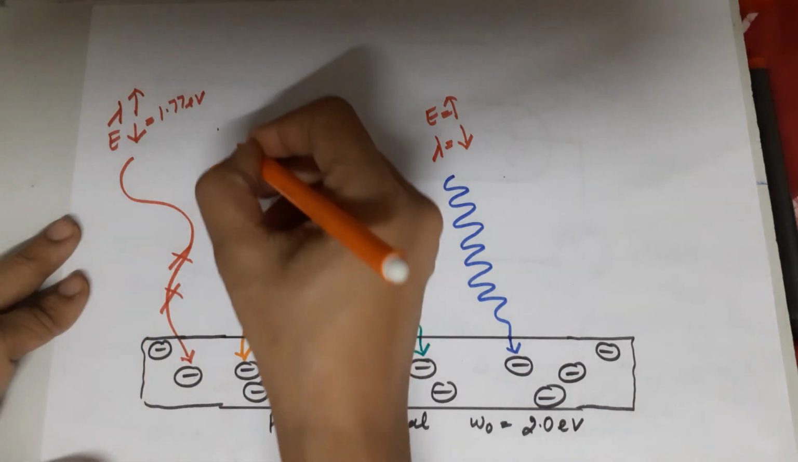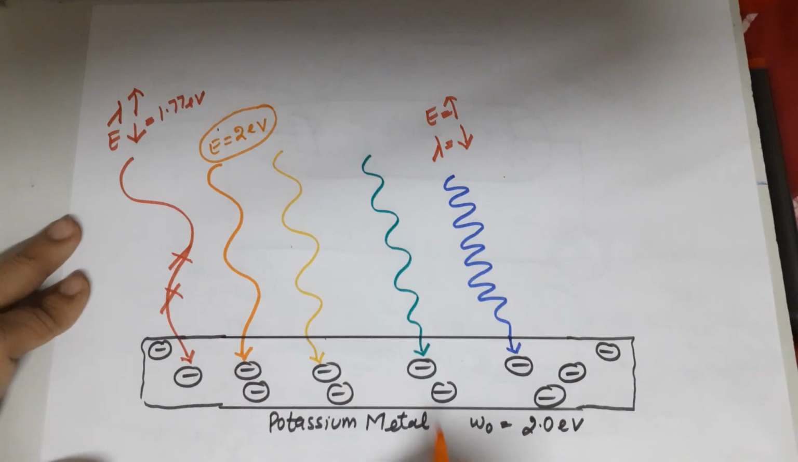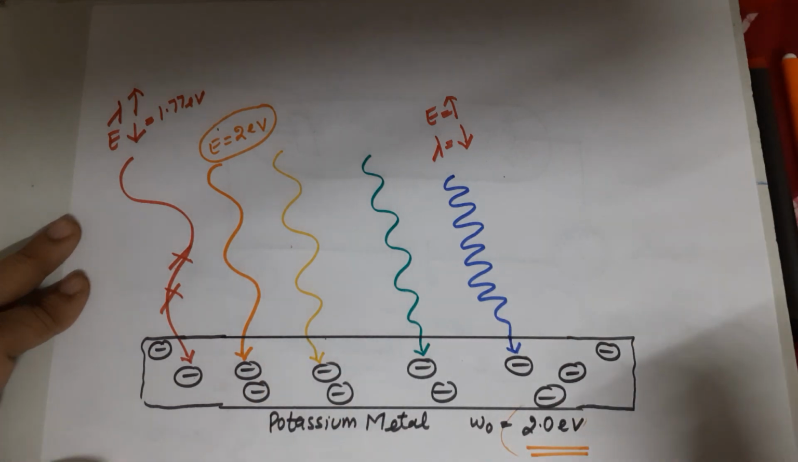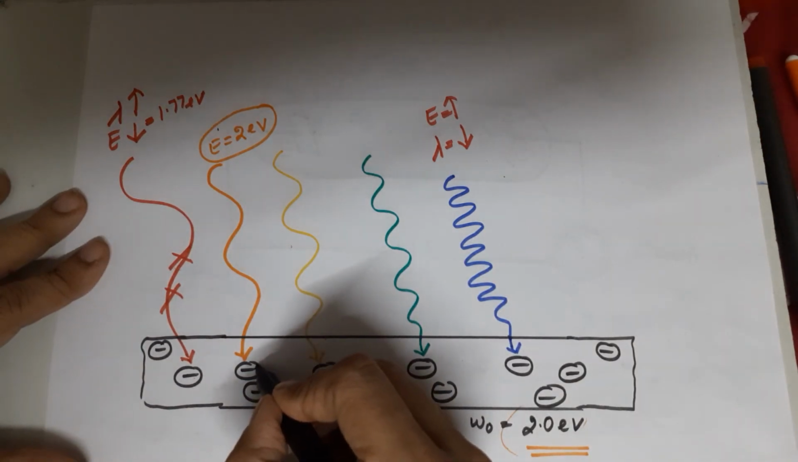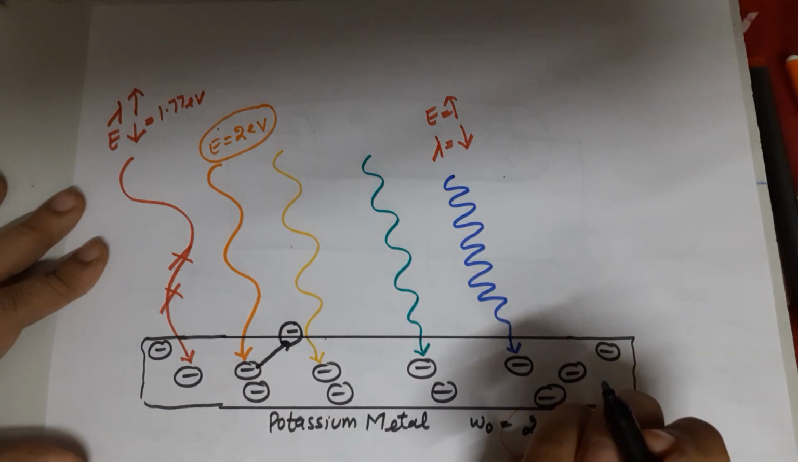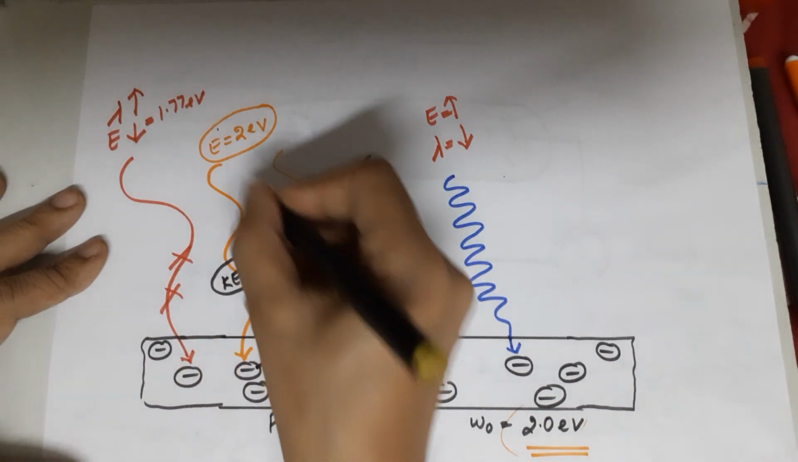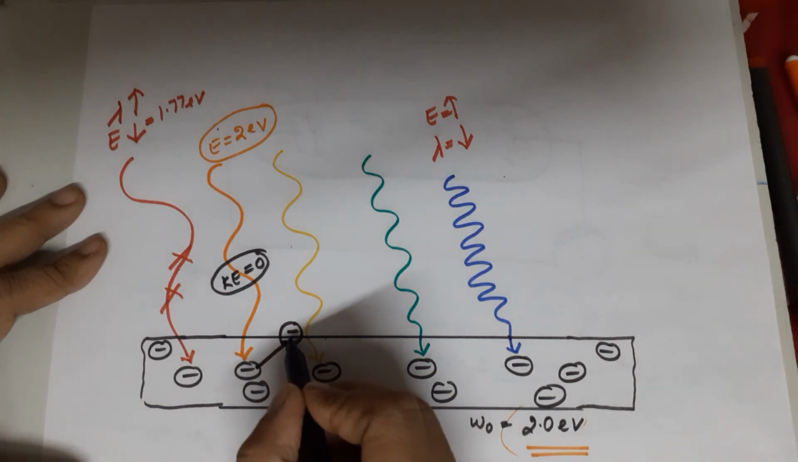Orange light has energy equal to 2 eV, and the work function of potassium, I have taken to be 2 eV only. So if the work function of the metal is 2 eV, this energy would be used up to do what? Just to move the electron to the surface. That's it. But kinetic energy would be 0. In this case, the kinetic energy of the electron is 0, because all the energy has been used only for the work function, and the electron moves here.